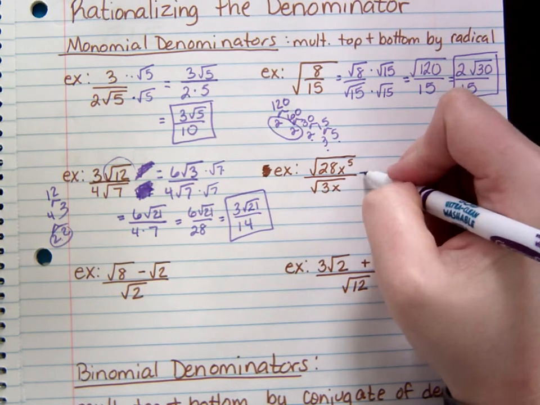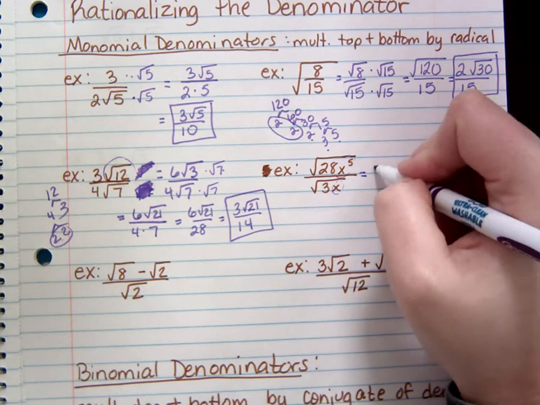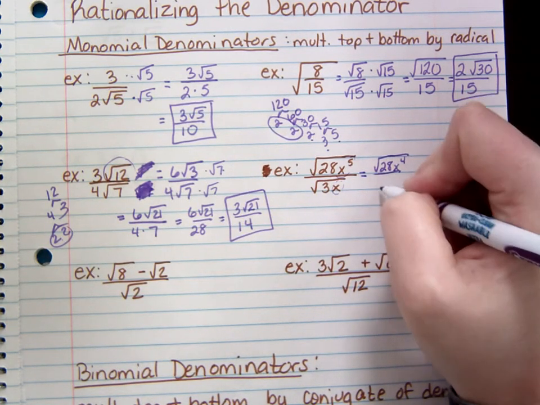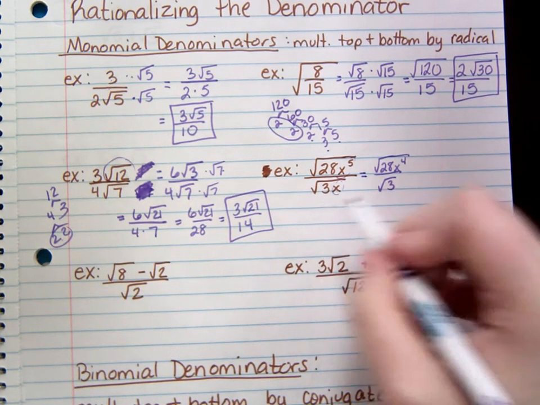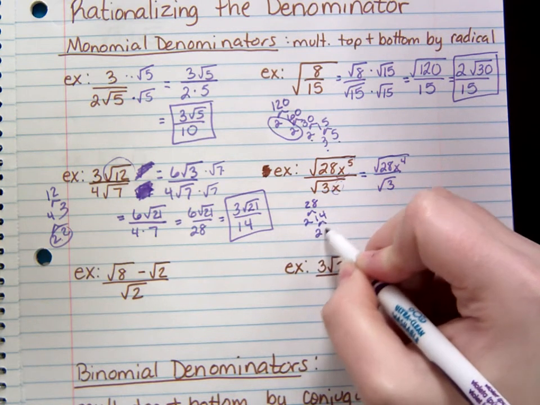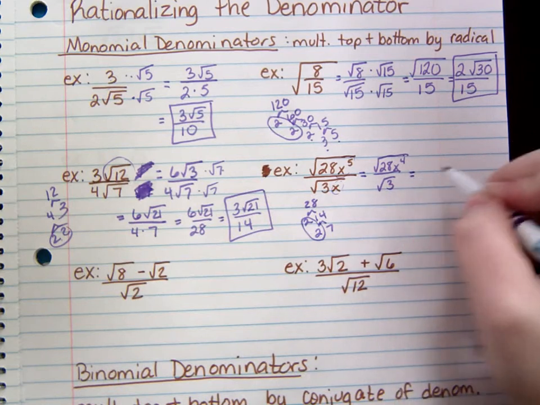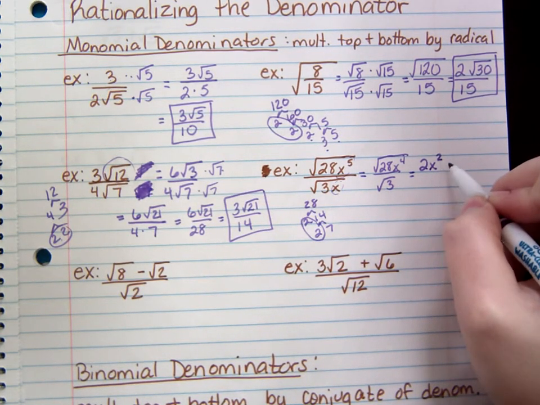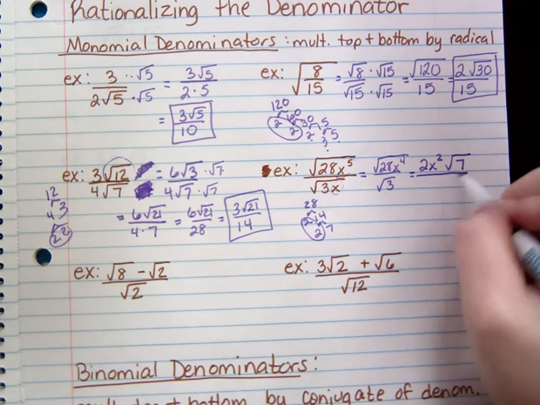I can divide my x's here. Get 20 square root of 28 x to the 4th over square root of 3. I can simplify this further. 28 is 2 times 14, which is 2 times 7. And x to the 4th is also a perfect square. So I can write the top as 2x squared square root of 7 over square root of 3.